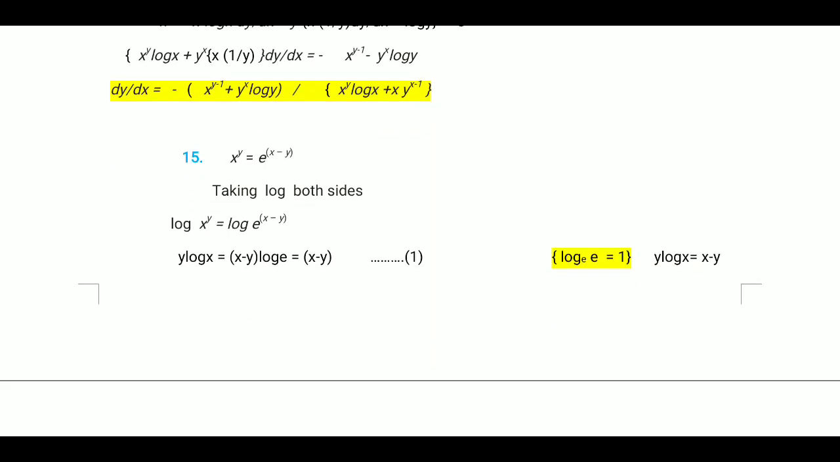Now next question is question number 15. It is in the power form, both sides. So you can take direct log.